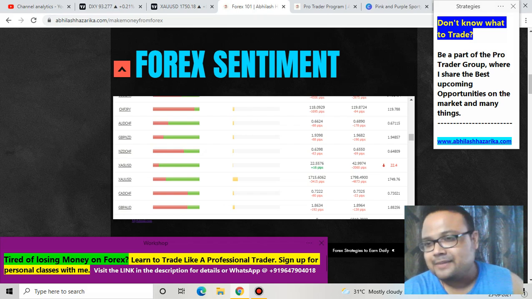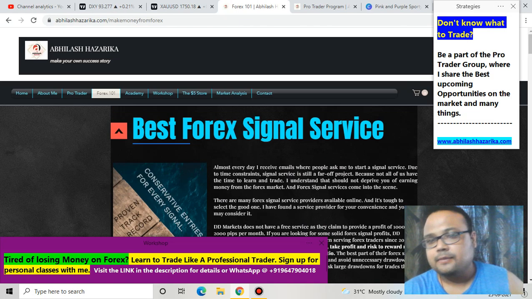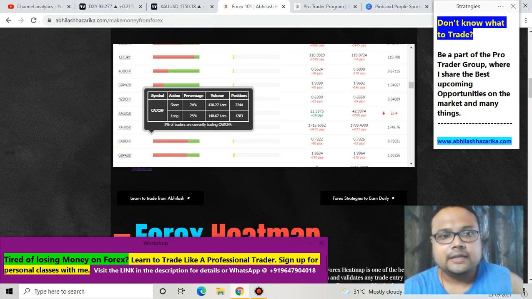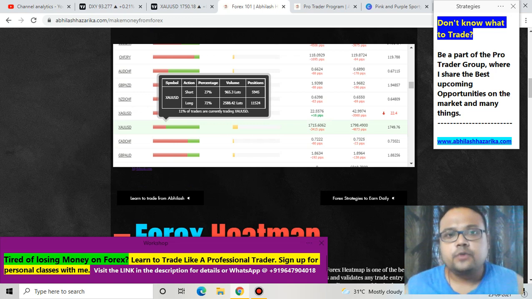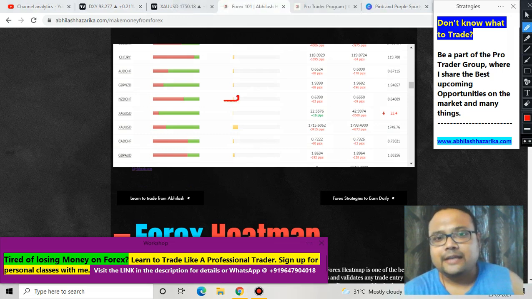And this is the forex sentiment meter. You'll find the Forex Sentiment Meter on my website avilashazarika.com. In the Forex Sentiment Meter, you can see that 72% of retail traders have taken a long position and 27% of retail traders have taken a short position. And as we all know, more than 90% of retail traders lose money.